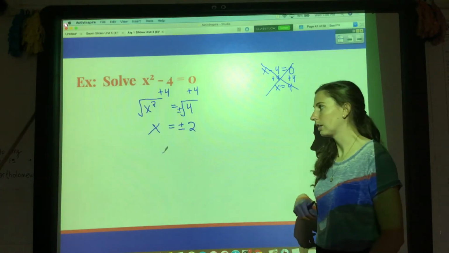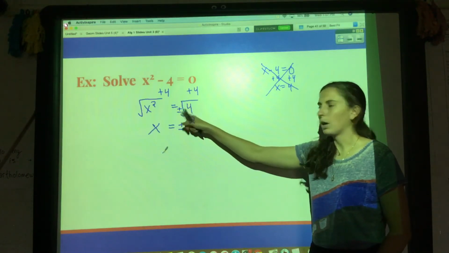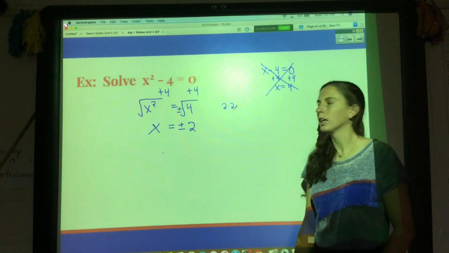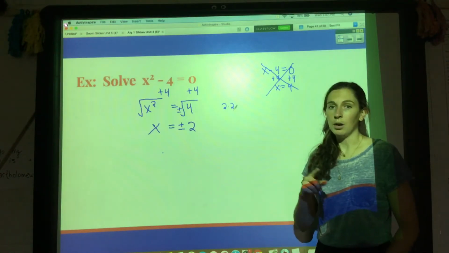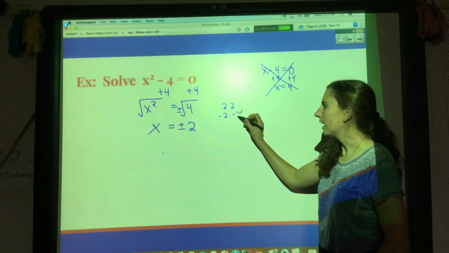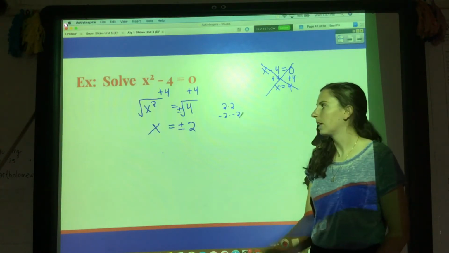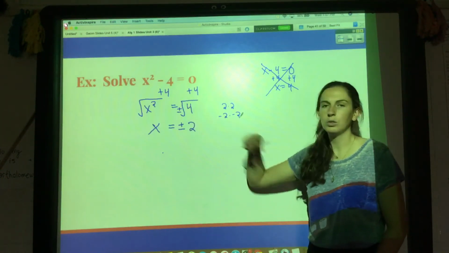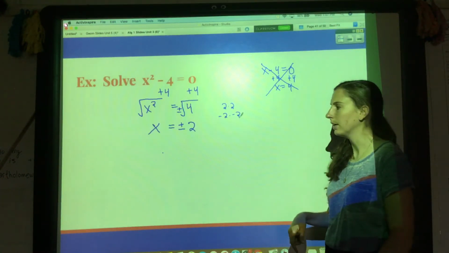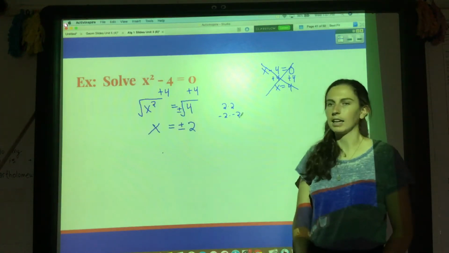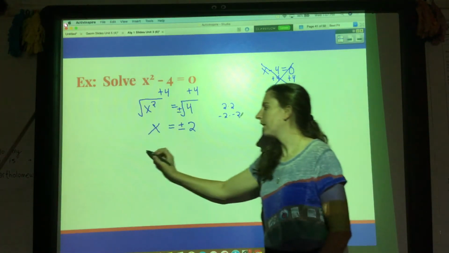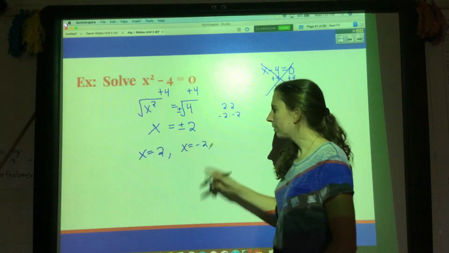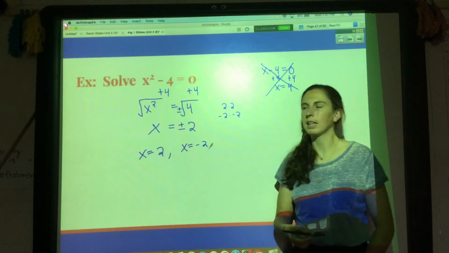It's two solutions. Let me be clear on why this is the case. If I do 2 times 2, it gives me 4. That's why the square root of 4 is 2. But negative 2 times negative 2 also gives me 4. That's why the square root of 4 is also negative 2. So you actually get two solutions. And anytime you square root a number, you want to do the positive and negative version. If you want to write them out separately, you can. x equals 2 and x equals negative 2. This and this mean the same thing.